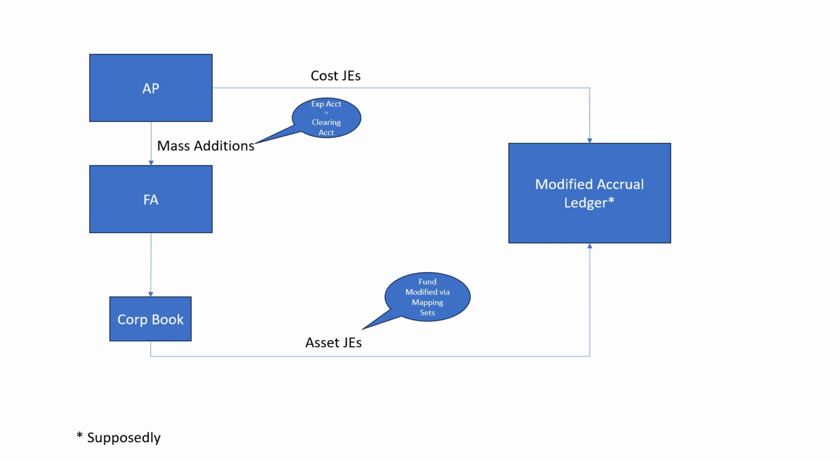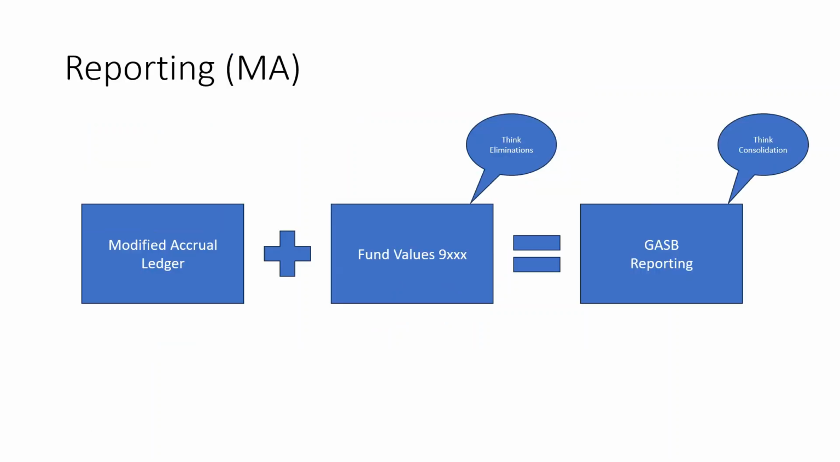Now, by contrast, the reverse eliminations approach takes the fixed asset that's booked to the primary ledger, and it's booked to the corporate book, but when we do the accounting for it, we don't book it to the actual fund, we book it to this 9001 fund, which then we take those funds and combine them with the original funds through a reporting mechanism, and we end up with our GASB reporting that way. That will be presented in more detail in a separate video. And here in this slide, we show an example of that. We take the modified accrual, which are the standard funds, we add the 9,000 funds to it, and we end up with GASB reporting.